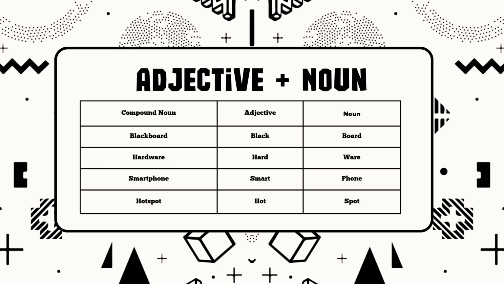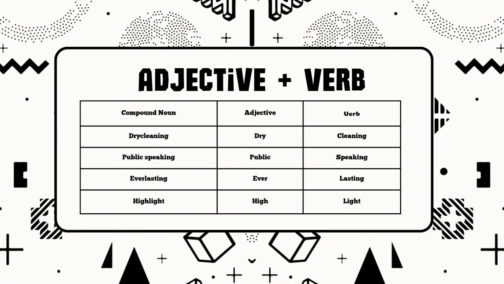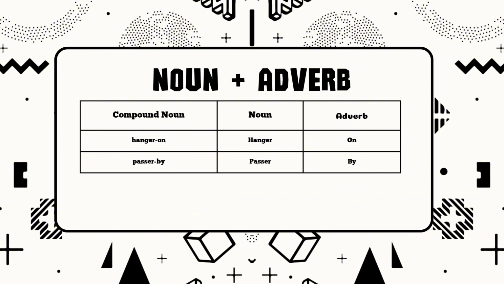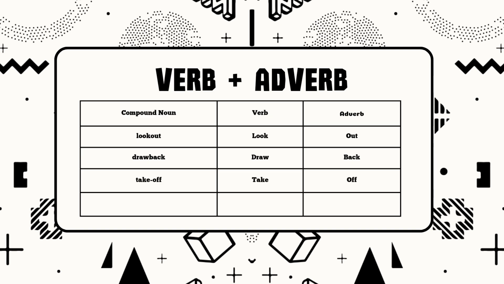Adjective plus noun, blackboard, hardware, smartphone, hotspot. Adjective plus verb, dry cleaning, public speaking, everlasting, highlight. Noun plus adverb, hanger on, passerby. Verb plus adverb, look out, drop back, take off.